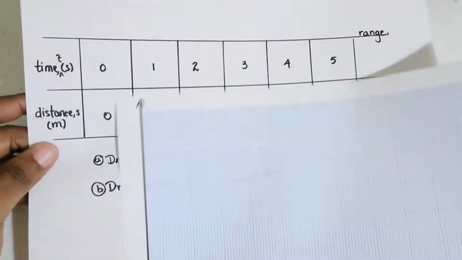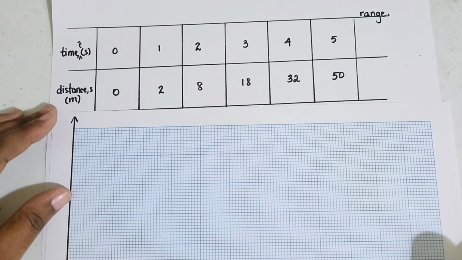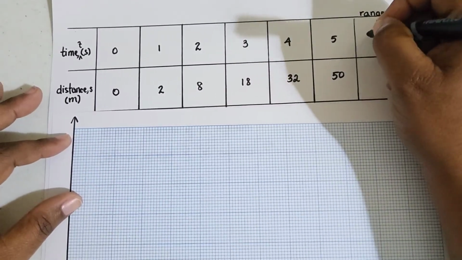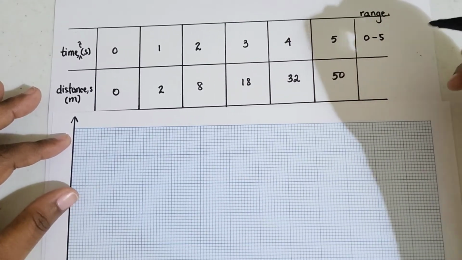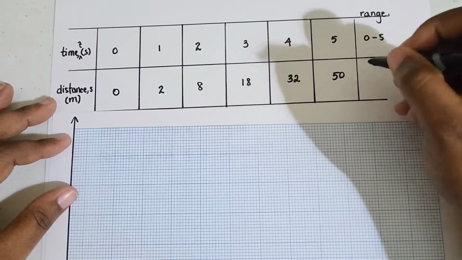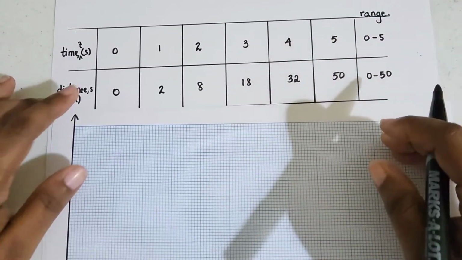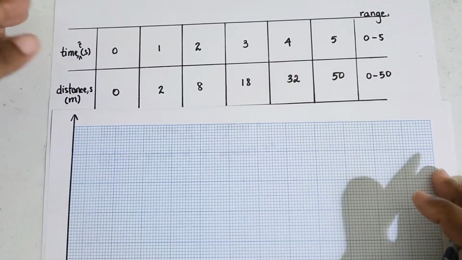Okay. So when we look at the numbers, we see here that time goes from 0 to 5. So I know I'm going to write my range. My range goes from 0 to 5 because I need to know how to calibrate my graph. And I know for distance, my range goes from 0 to 50. Right? 0 to 50, 0 to 5. So I know how I'm going to calibrate my graph.